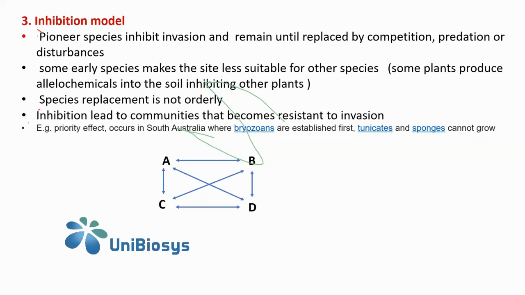Somehow they are inhibiting. So in the case of bryozoans, if bryozoans are the pioneer species in some conditions, they will not allow sponges or tunicates, that kind of species, to get established. Somehow they are inhibiting them. So these are the inhibition model. This picture also you have to remember. Okay, so this is all about ecological succession.